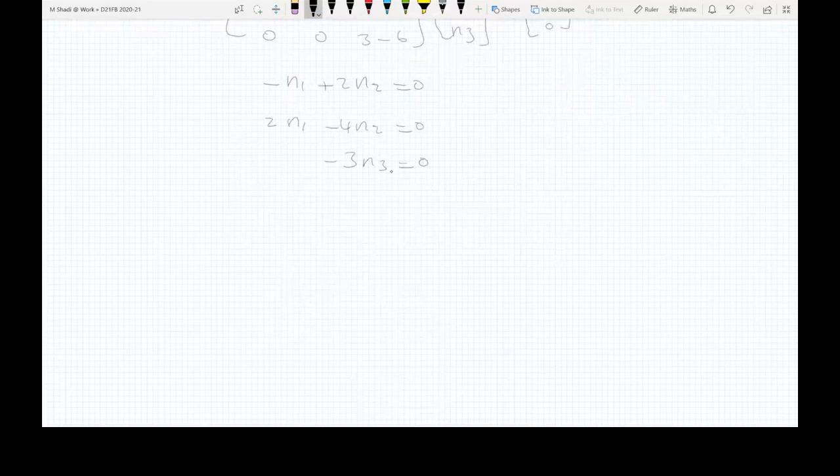Now, from the third equation, you immediately get n3 is equal to 0. So you have 3 n3 is equal to 0. So it must be that n3 itself is equal to 0. If you go to the second and the first equation, now, this is the part which probably most of you would find tricky.